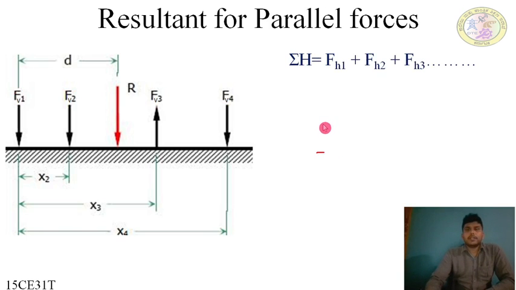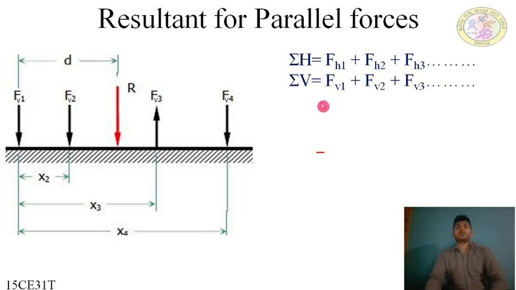Next, sigma H is equal to the sum of the horizontal forces FH1, FH2, FH3. There is no horizontal force here. This will become sigma FH equals 0 in this case of figure. Next, sigma V equals FV1, FV2, FV3, FV4, and so on. How many forces are there? We have to add them all. We have to calculate it. In this case they are parallel forces, but they are in different directions. What will be the sigma V in this case?